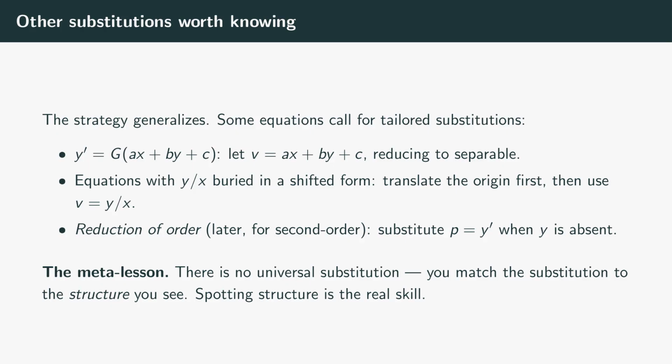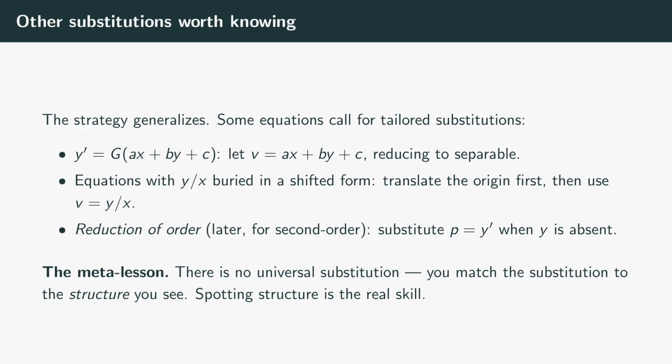The two substitutions we featured are the stars, but the underlying strategy is far more general, and it is worth knowing a few cousins. If your equation has the form y prime equals some function of the combination ax plus by plus c, then substituting v equals that whole linear combination reduces it to a separable equation. If you see a y over x structure but shifted away from the origin, you can translate the coordinate system first to recenter it, then apply v equals y over x as usual. And much later, when we reach second-order equations, a substitution called reduction of order lets you set p equal to y prime whenever the unknown y itself does not appear.